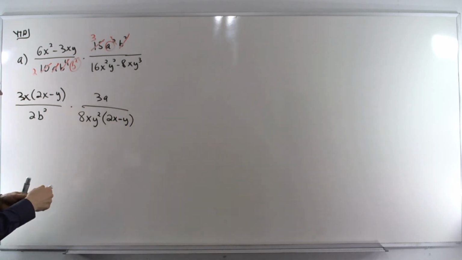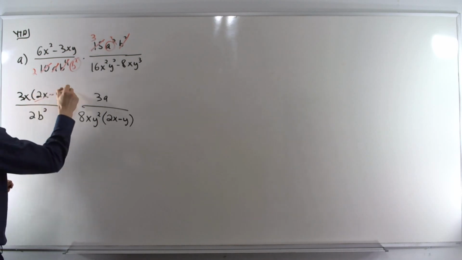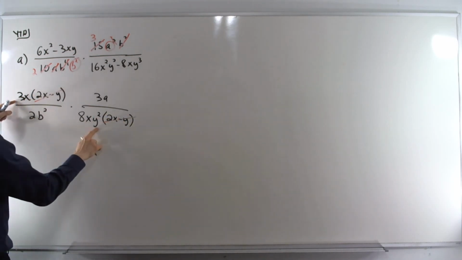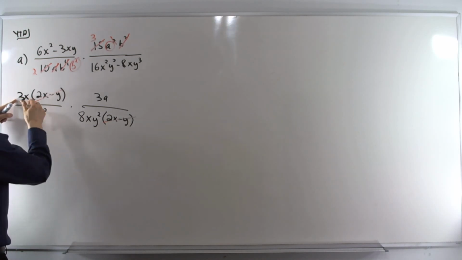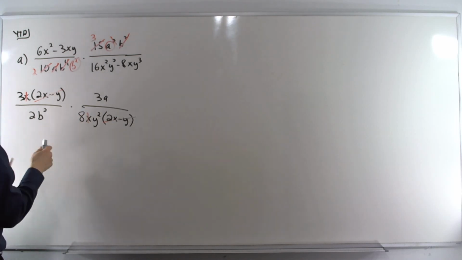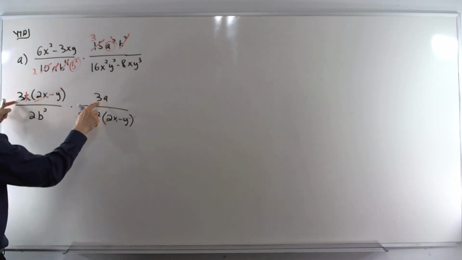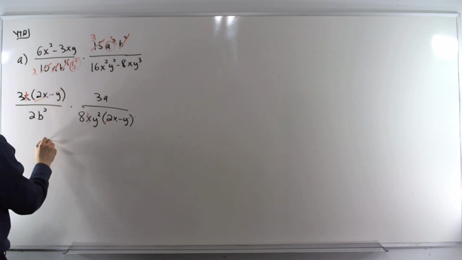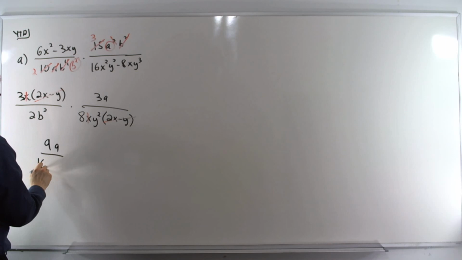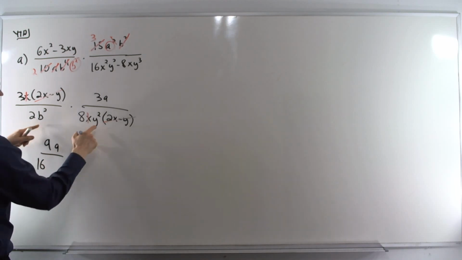All right, now we got a binomial here that we can cancel. 2x minus y is canceled. And we got 3x over 8xy squared. So the x's will cancel. And that's it there. So now we'll multiply straight across. 3 times 3 is 9. So we got 9a over 2 times 8. That's 16. B squared, y squared.